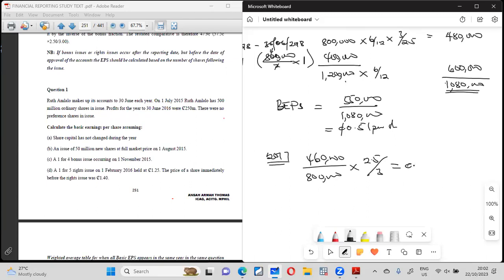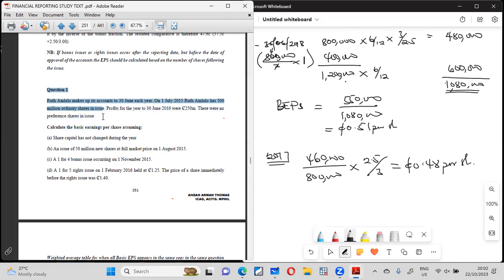0.48 cedis per share. All right. Now, what you are going to do for me is to solve this question, to let me know if you have understood whatever we are doing. So take your time. I'm going to give you like 10 minutes for this.